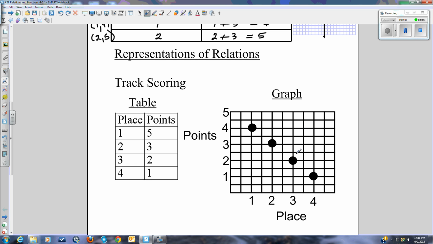Here is a graph of that same information, with the place going on the horizontal axis and the points that you earned on the vertical axis. Actually, this one should have been up here. Or actually, let's change something else. It should have been a 4 in the table. There we go. That makes more sense. Okay, so if you placed in first place, you scored 4 points, second place 3 points, third place 2 points, and fourth place 1 point.